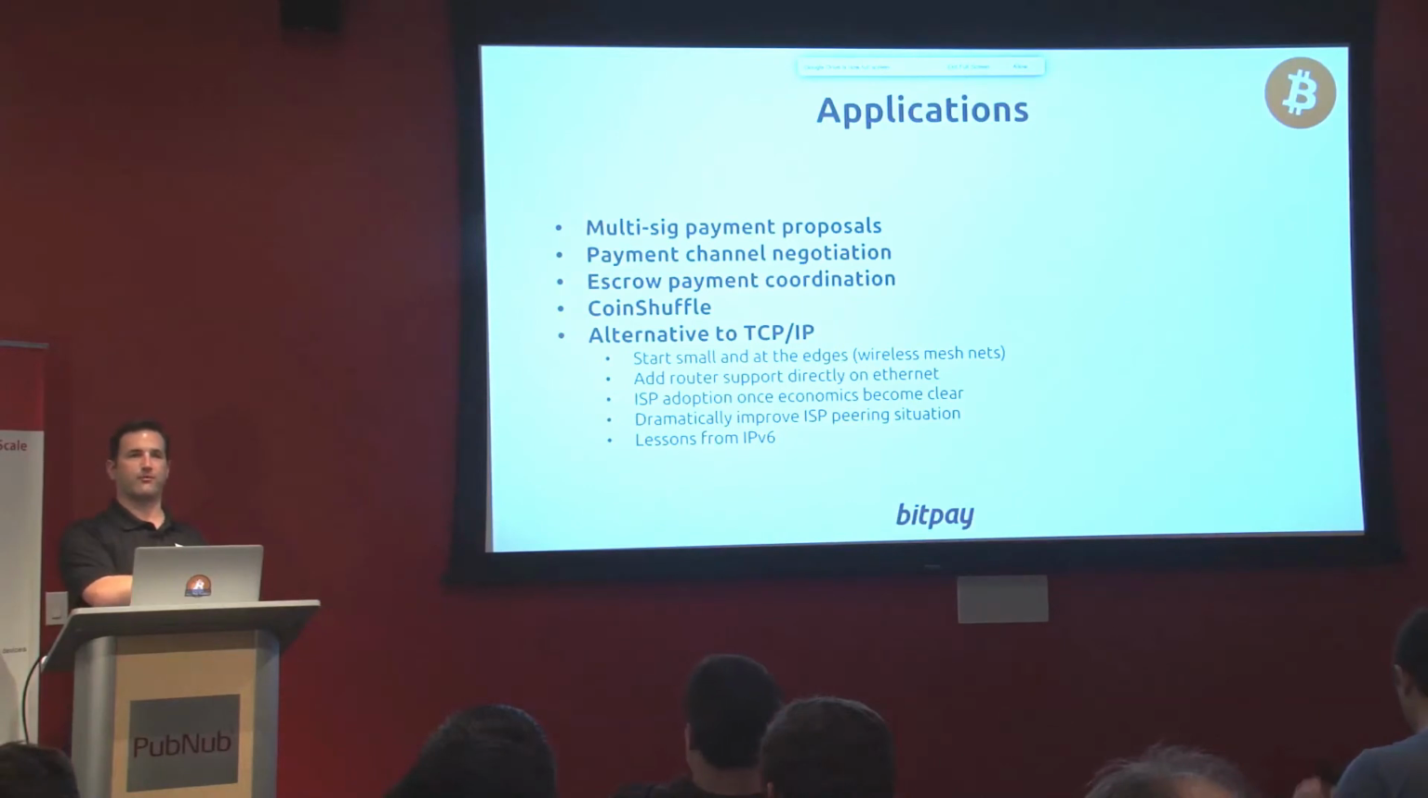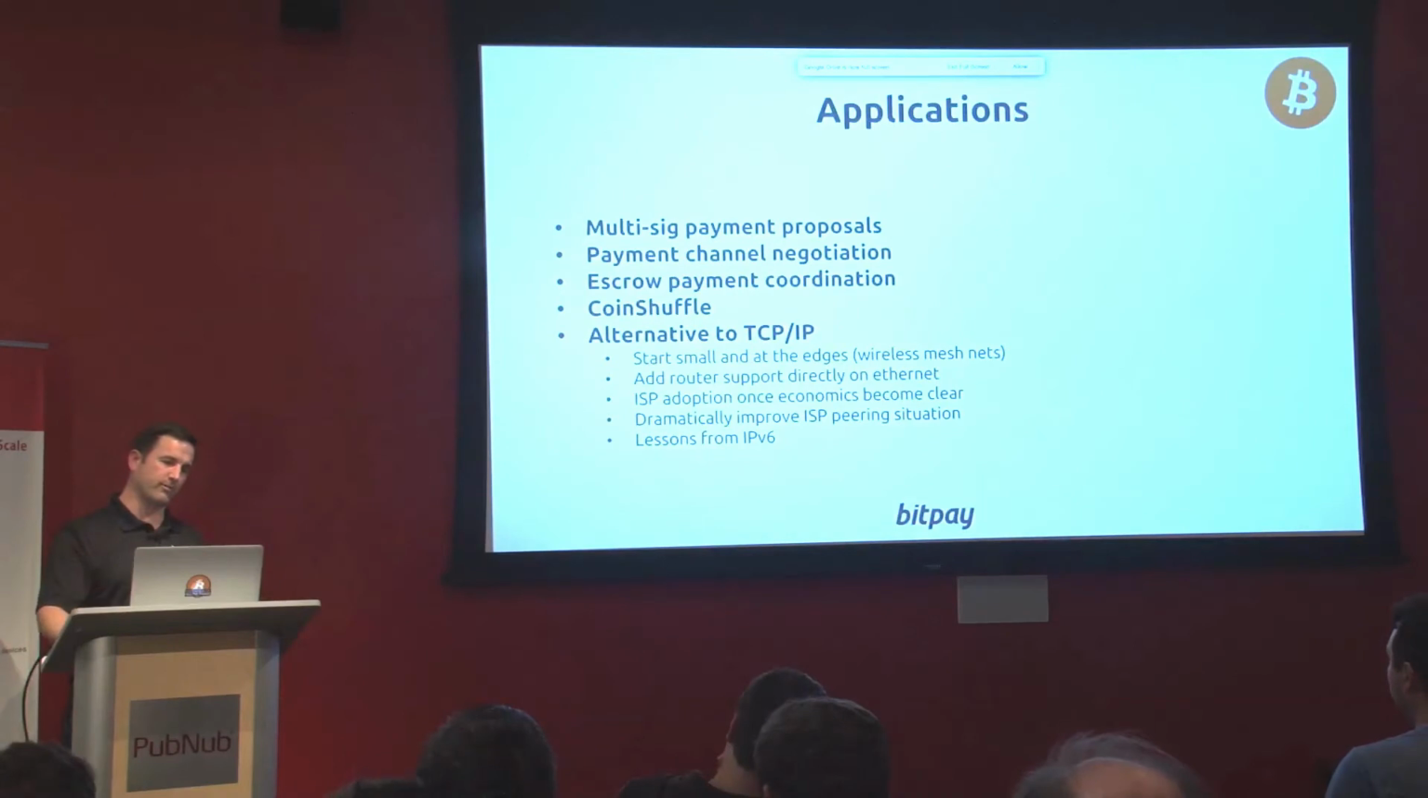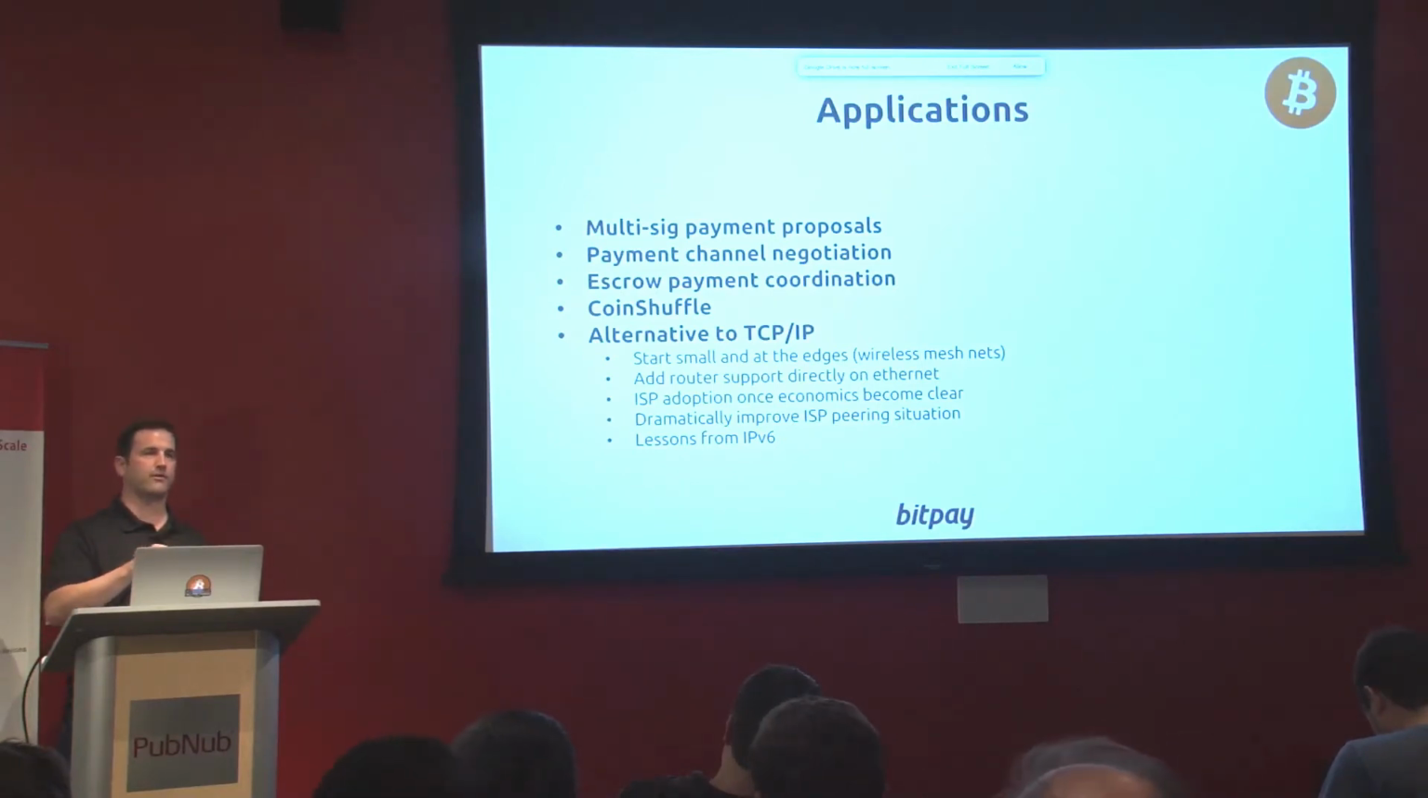we're going to focus on CoPay for right now, but for it to become an alternative to TCP/IP, you would probably want to approach that problem in a completely opposite way from how they tried to roll out IPv6. You would want to start small and at the edges. Wireless mesh nets would be a good application of it. You could add support for Foxtrot directly in routers, like the WRT open source routers out there, running directly over Ethernet links.